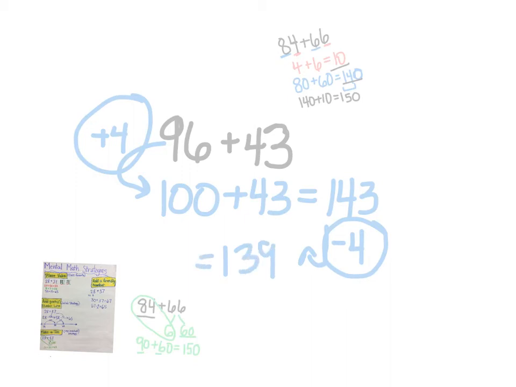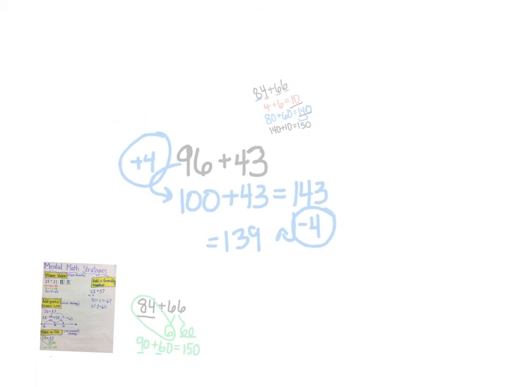139 is our answer. So that's how we use our friendly number strategy. We find a number that would be easier to add, such as 100, but then we have to take into account the number we added and we have to subtract it because we can't add extra numbers into our problem. That's our friendly number strategy.